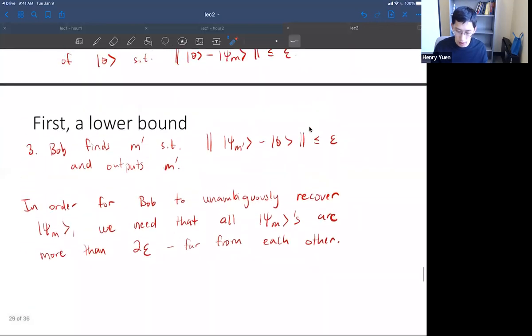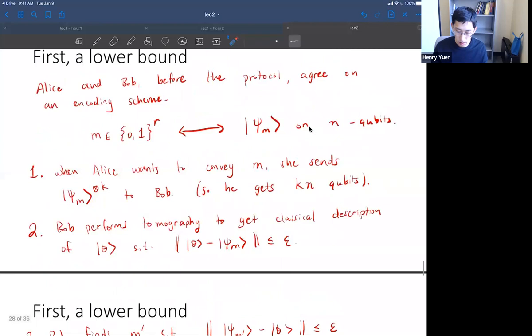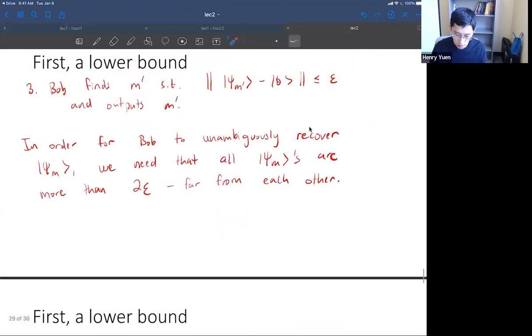So the question is, our goal is we want the most number of different quantum states, psi sub m, that all are far away from each other. This is kind of like a packing problem. So this motivates the following.